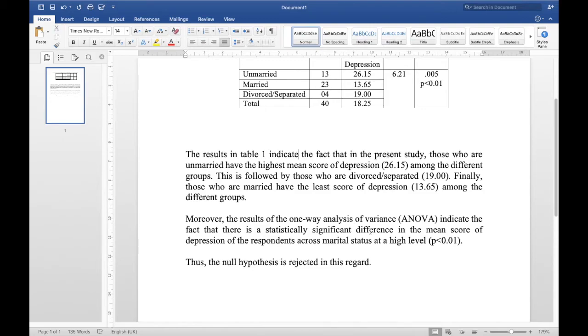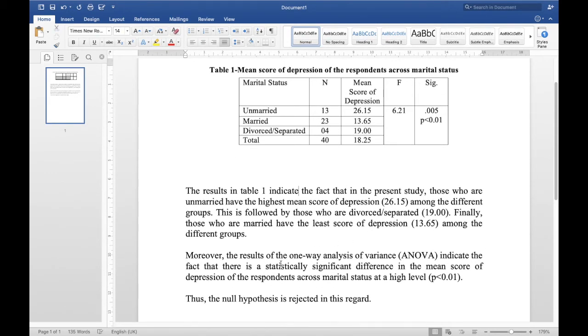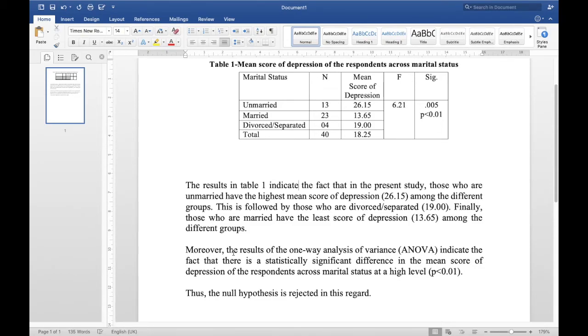Moreover, the results of the one-way analysis of variance, or ANOVA, indicate that there is a statistically significant difference in the mean score of depression of the respondents across marital status at a high level. That's a bit tricky to understand, but it's quite simple actually. So I'm repeating that again. There is a statistically significant difference in the mean score of depression of the respondents across their marital status, and that is at a high level. So p is less than 0.01. When p is less than 0.01, we usually use the term high level.